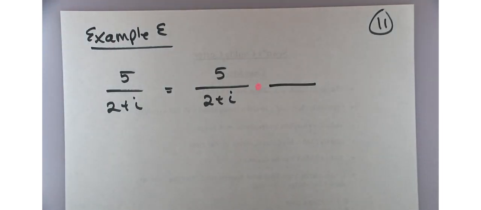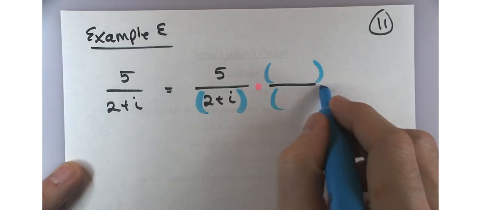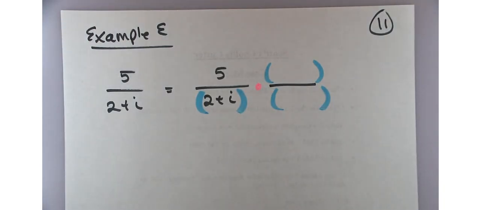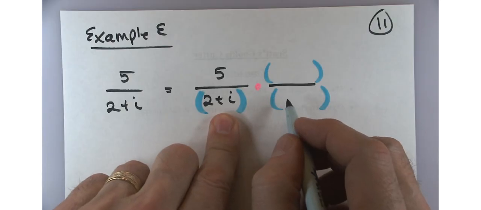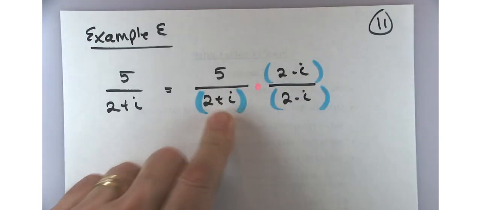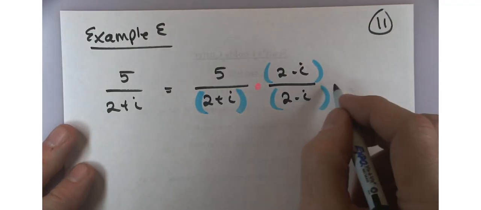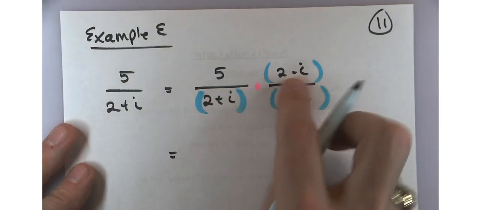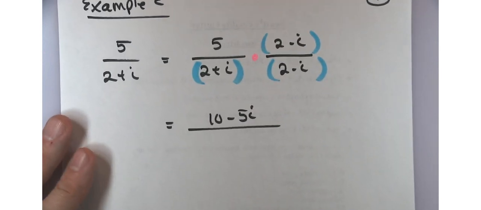So I'll help you out a little bit. The trick here is to use the conjugate. I'm going to multiply by 1, but I want to use it in the form of the conjugate. So what would the conjugate of 2 plus i be? Yeah, 2 minus i. So we're going to multiply by 2 minus i over 2 minus i. Now in the numerator, I can just distribute. That's going to be 10 minus 5i. But in the denominator, I've got a little bit more work to do.